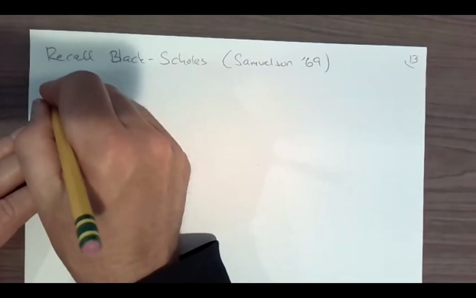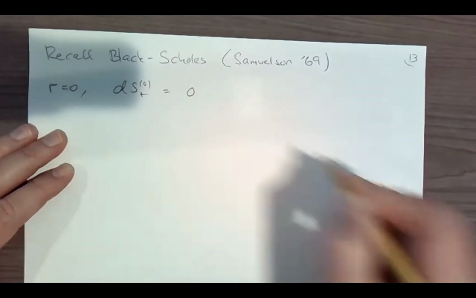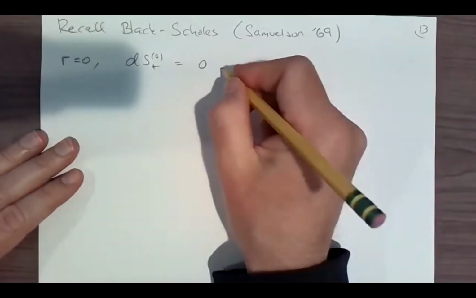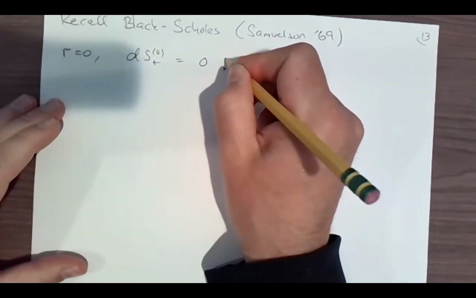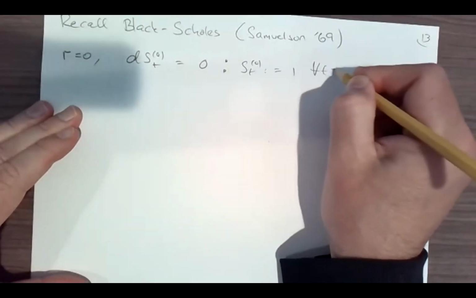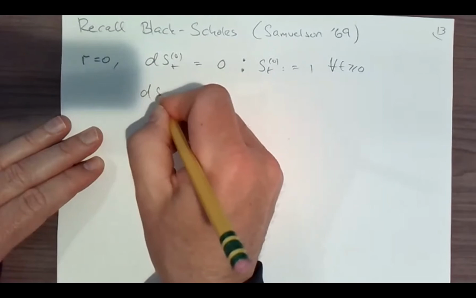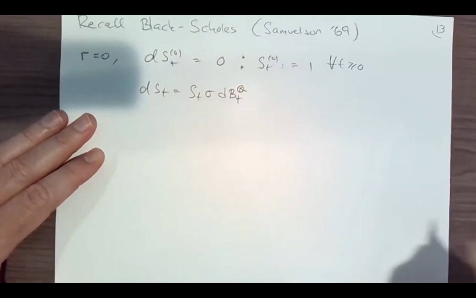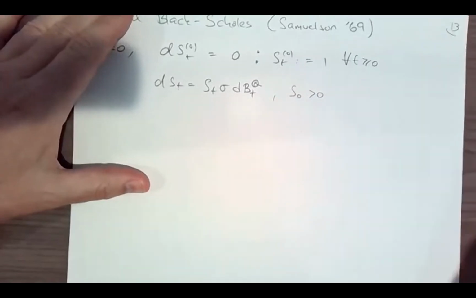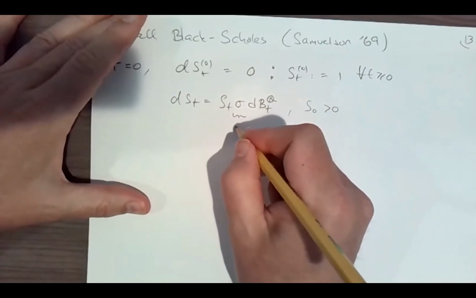So let's look at a simple case where the interest rate is 0. So the money market account doesn't change. It's always equal to 1, true for all t. And then you have the stock, and we write down the stock dynamics directly under the risk neutral measure. So you have dS, and then you have an initial price that's positive. And in this model, the volatility is a constant sigma.